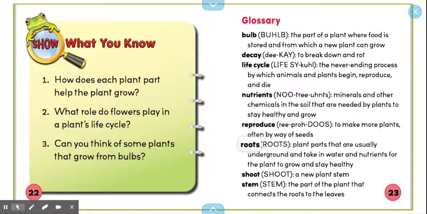reading. What you're going to do also, once you're finished, is answer some questions about this book. How does each plant part help the plant grow? What role do flowers play in a plant's life cycle? And can you think of some plants that grow from bulbs? And the main idea, what's this book all about?